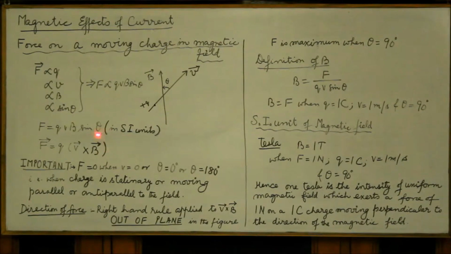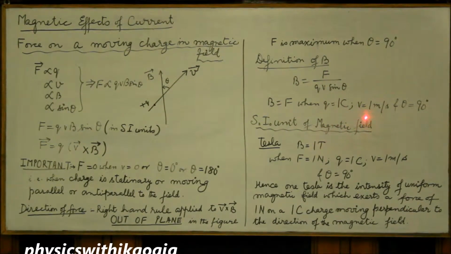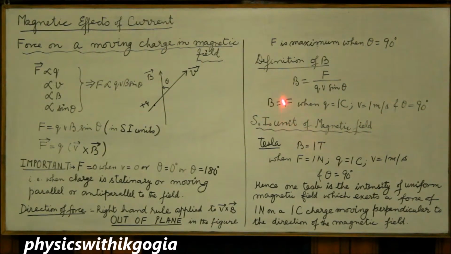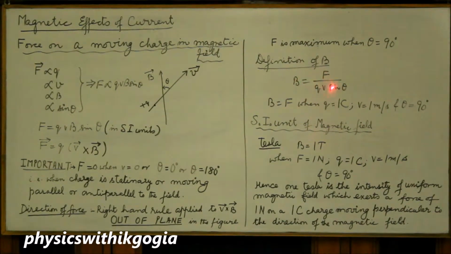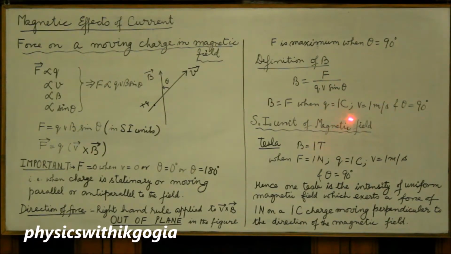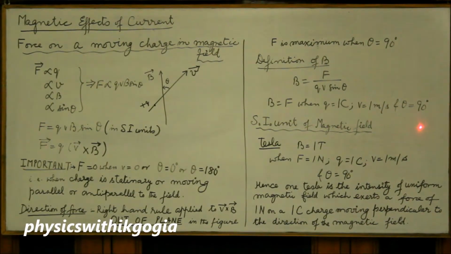The Lorentz force, the magnetic force as we call it, leads us to the definition of magnetic field. As you can see, this relation you can rewrite as B is equal to F over QV sine theta. If Q is 1 coulomb, V is 1 meter per second and theta is 90 degrees, you get B equal to F. So the magnetic field intensity may be numerically defined as equal to the force on a 1 coulomb charge moving at 1 meter per second at right angles to the magnetic field.